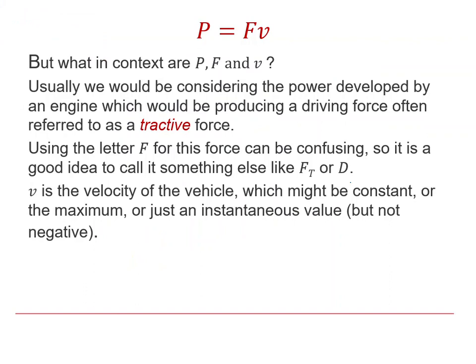V is the speed of the vehicle, which may be constant or the maximum or just an instantaneous value. I'm using velocity rather loosely there because often velocity will be the term that's used. So long as the force and the speed, the velocity, are in the same direction, you can talk about force times speed and that will be correct.